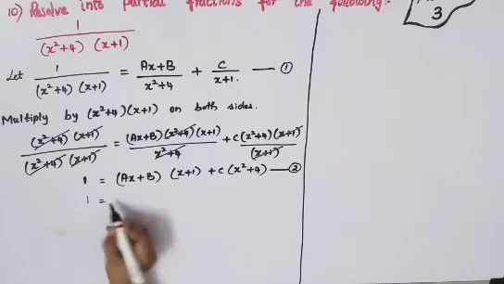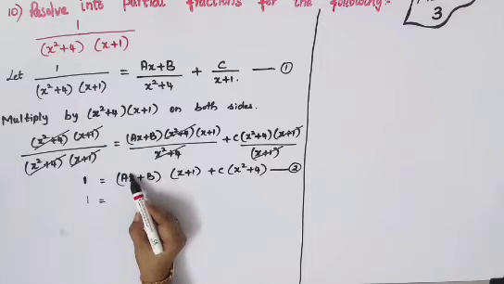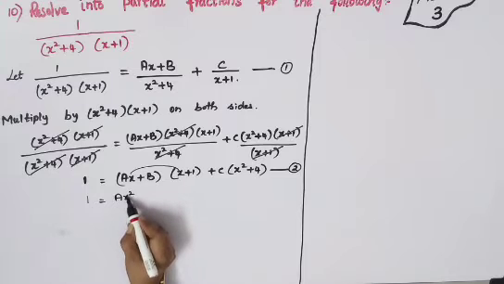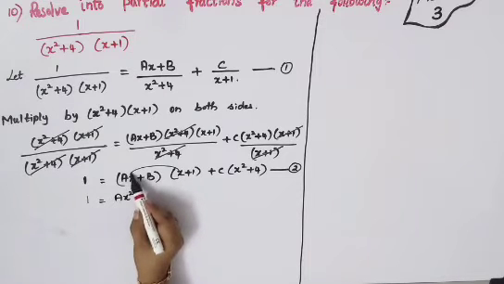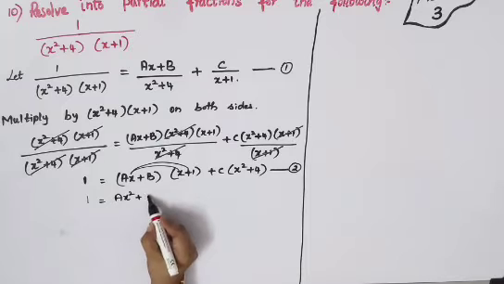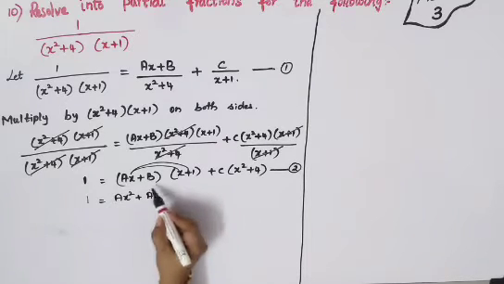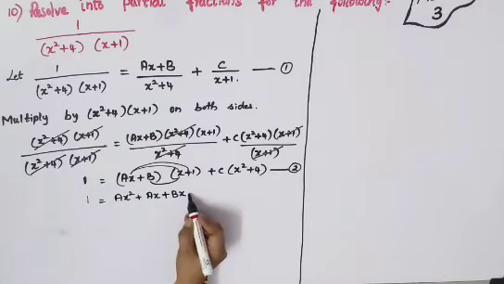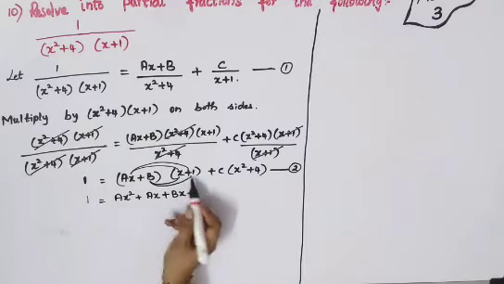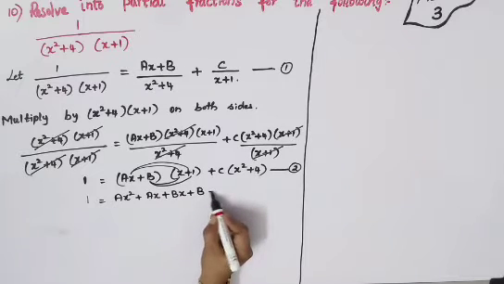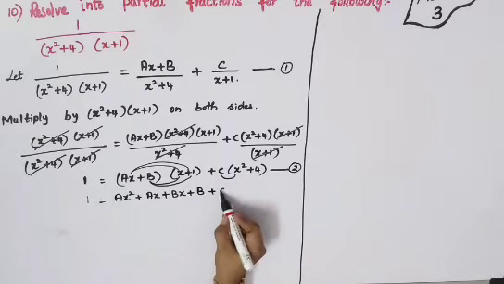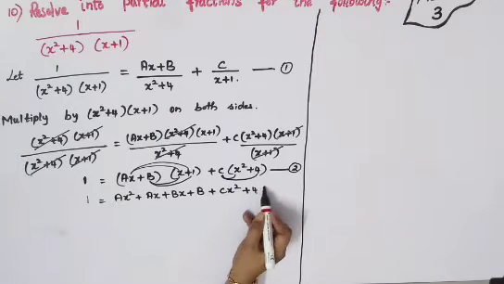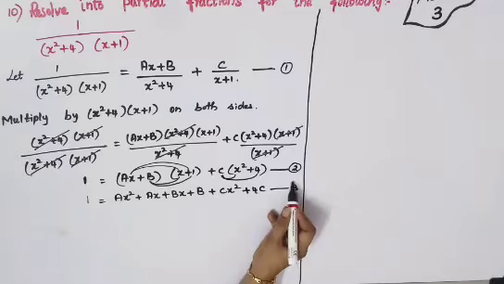Solving, 1 is equal to, this ax has to be multiplied with this x, so ax square, plus, again ax you have to multiply with 1, so we'll get ax. Then b and x has to be multiplied, so it will become bx plus b, and 1 has to be multiplied. So I'll get b plus c x square, so cx square. Again c and 4, so 4c. So this is your equation 3.